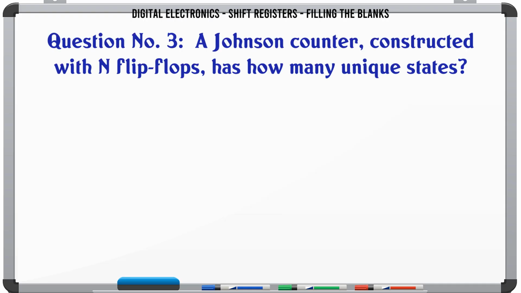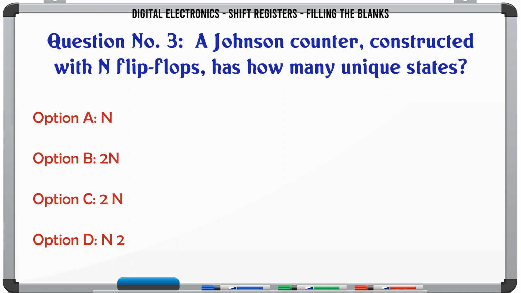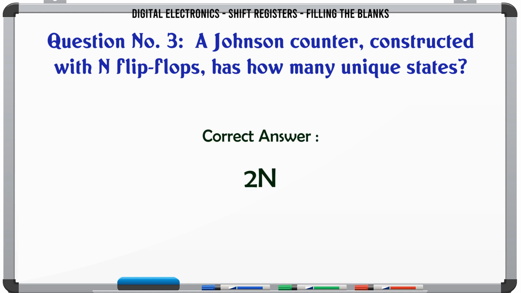A Johnson counter constructed with N flip-flops has how many unique states? A. N. B. 2N. C. 2^N. D. N squared. The correct answer is 2N.